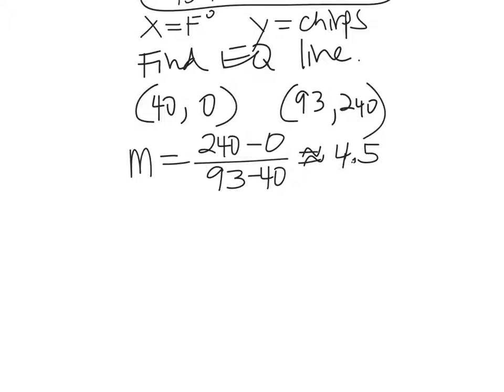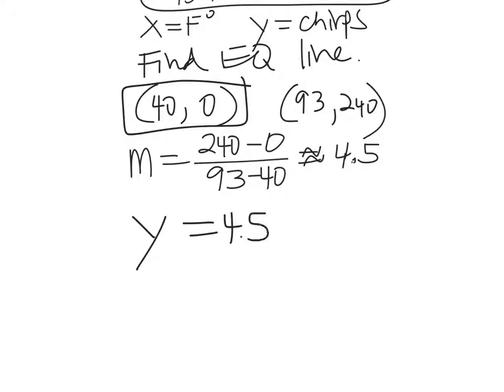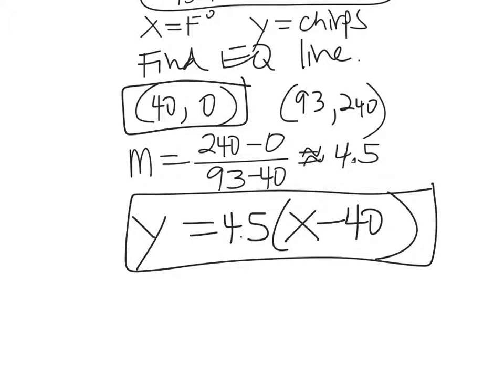All right, so let's write our equation. Which point would you like to use? You get to choose. Yeah, let's use that one. So we're going to go y minus 0, which is just y, equals 4.5 times x minus 40. And that's an acceptable answer for the equation, okay? And then I'm going to do a follow-up question.